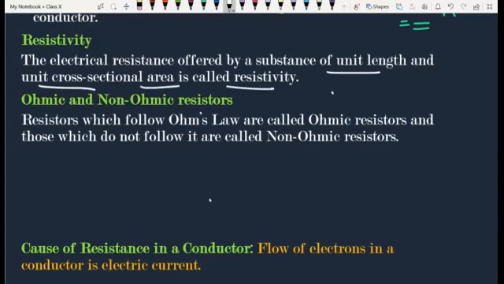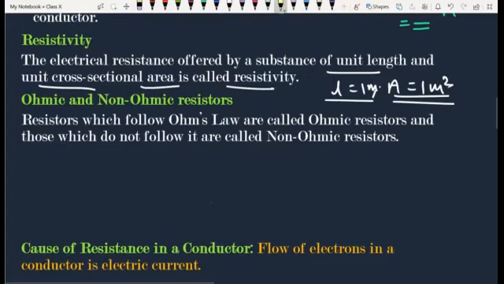As I said, L is equal to 1 and A is equal to 1, obviously along with the units. So L is 1 meter, A is 1 meter square. The resistance offered by this kind of conductor is called resistivity. So it is constant for a particular material. Like copper's resistance is something which you cannot vary by varying the size and shape of copper.